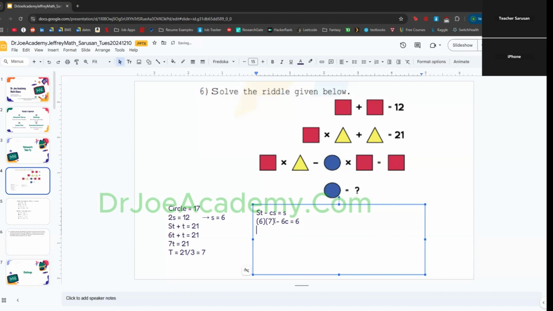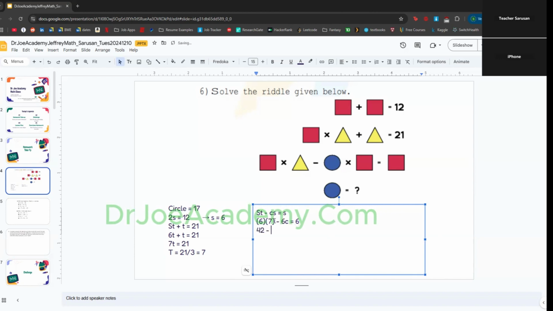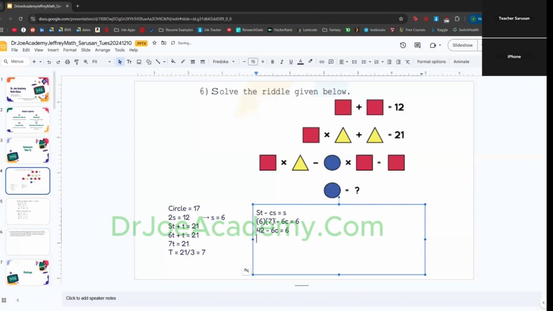All right. Now we have one variable here. Looks pretty simple to solve. How do we solve this? Go step by step. Because it's 6 and 7, that'd just be 42, right? Yep. 42 minus 6c equals 6. Perfect. And then 42 minus 6. Wouldn't that just be, never mind. That wouldn't work.